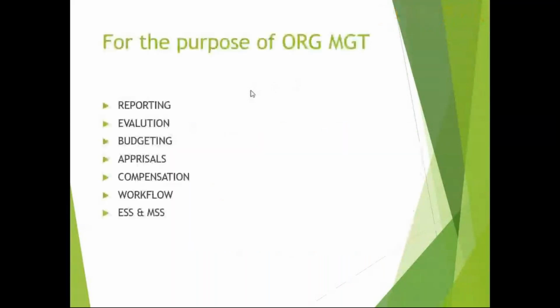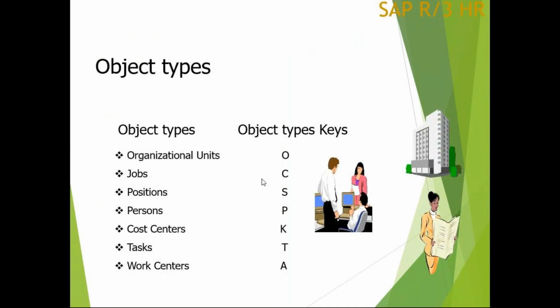So this is organization management, for the purpose of report structure, evaluation, budgeting, appraisals, compensation, workflow, and ESS services. The main purpose of organization management is the reporting structure from position to position. First of all, you need to create the total company structure. All the departments, divisions and corporate offices should be maintained. All these units are called organization units, maintained with the object key O.